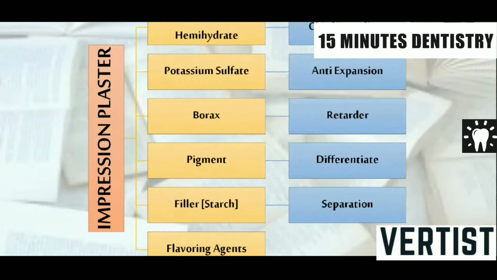Another is the impression plaster. This is a material we use in impressions, and orthodontists use it for the mucostatic impression, where we don't want to disturb the flabby tissue. The material is composed of calcium sulfate hemihydrate, potassium sulfate, borax and pigments. The filler is a separating agent, so that afterwards, when you pour the stone into this impression, the stone will separate from the impression plaster.